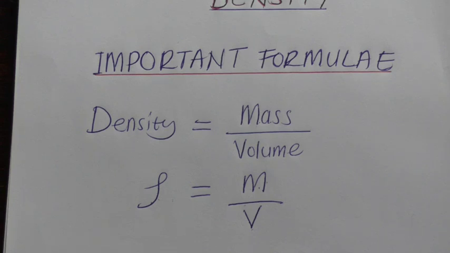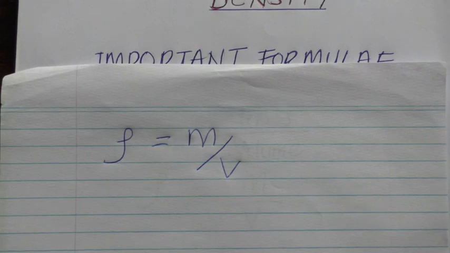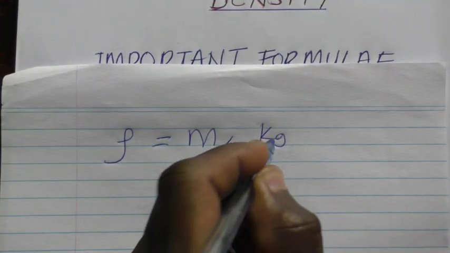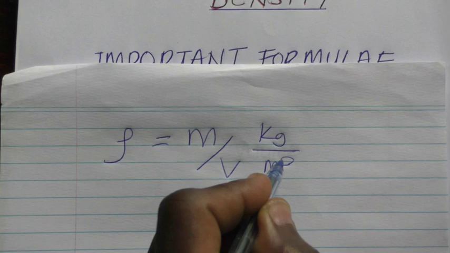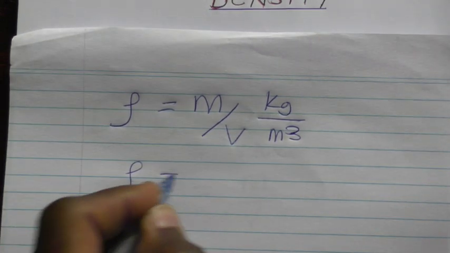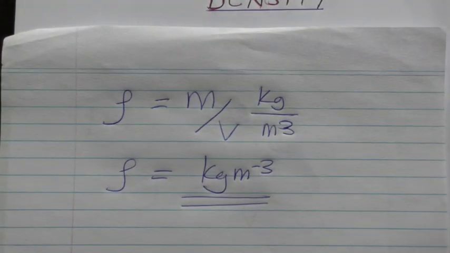From the formula for density, we now come up with the units of density. Let us derive the units of density together. We've seen that density is given by mass over volume, but the SI unit of mass is kilogram, and that of volume is meters cubed. So when we divide kilogram by meter cubed, we end up with density equaling kilogram per cubic meter. So that is the SI unit of density.